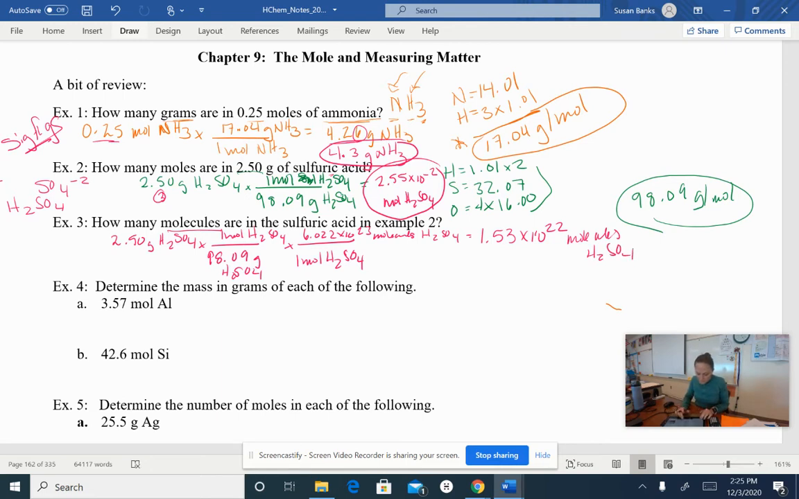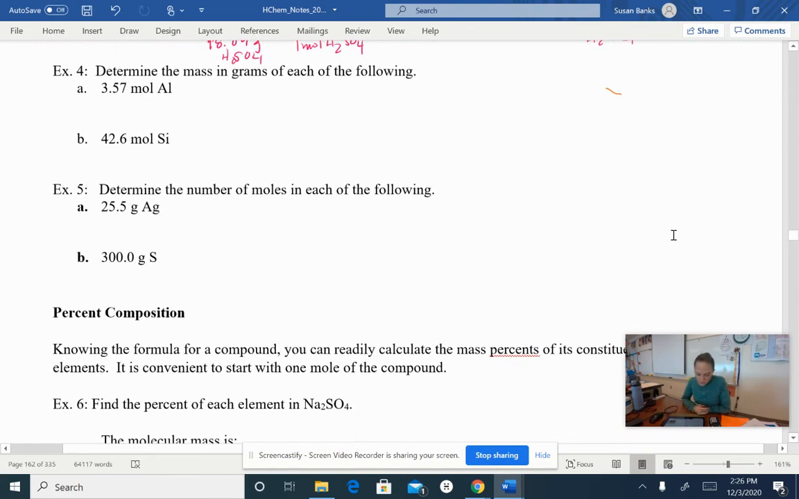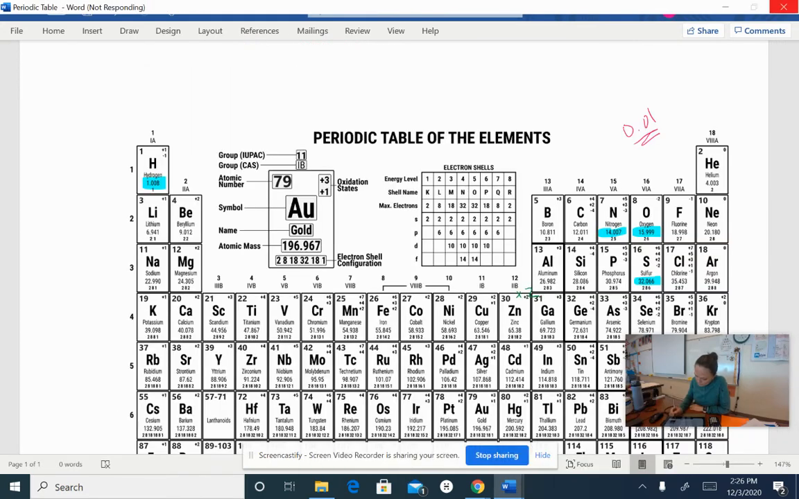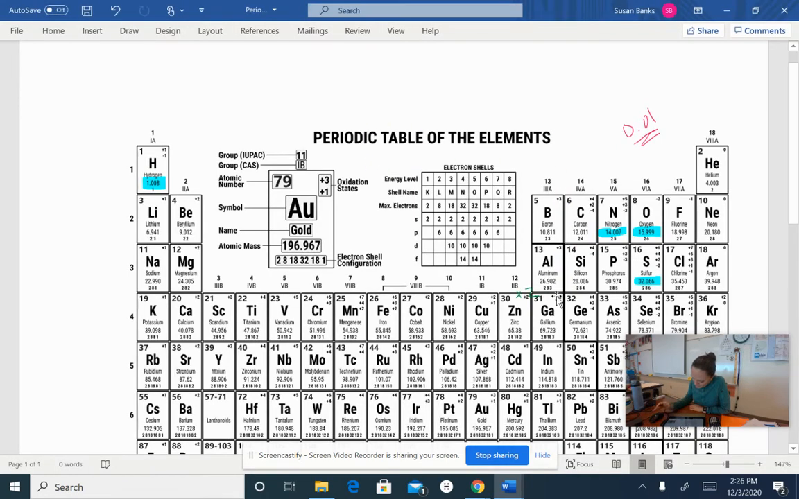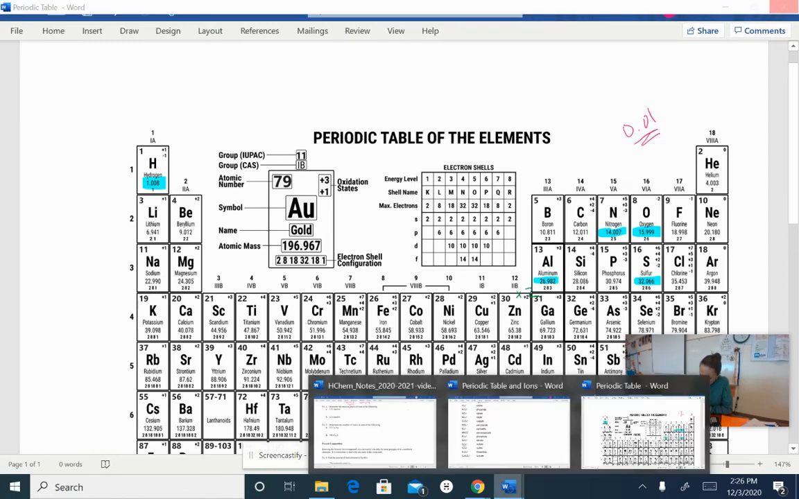Okay, so we want to determine the mass in the following. Okay, so I have 3.57 moles of aluminum. I'm going to use my periodic table to look at aluminum. So aluminum, I have 26.982 grams per mole of aluminum. Okay, so 26.982. And I'm going to use that.